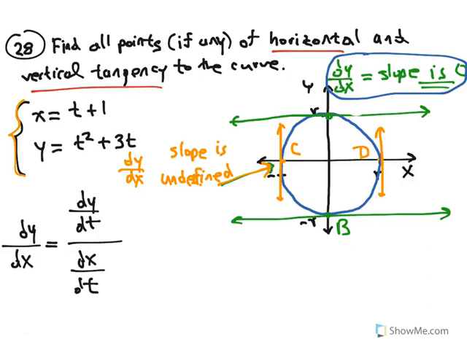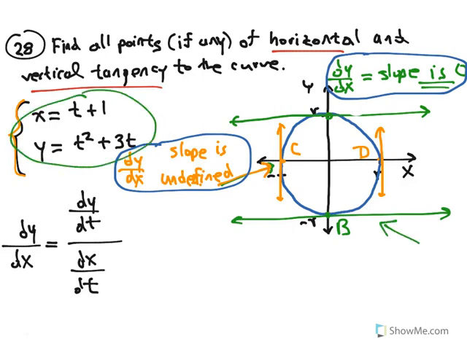To find points of vertical tangency to the curve, you have to find the values of t that would make dy/dx undefined. And then once you find those values of t, you would need to find the corresponding x and y coordinates for those t values that make the slope undefined. Again, obviously we have a different curve than the circle that we're looking at, but I wanted to demonstrate the concept.